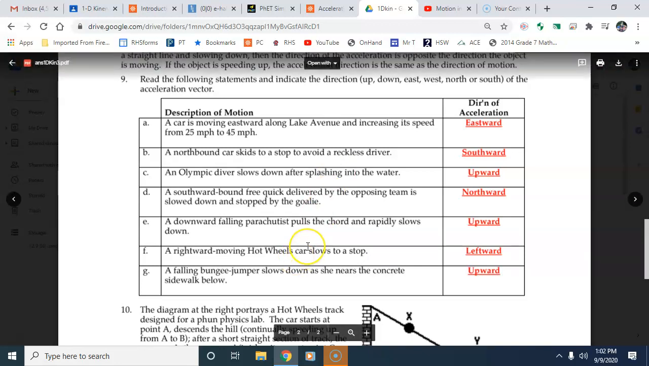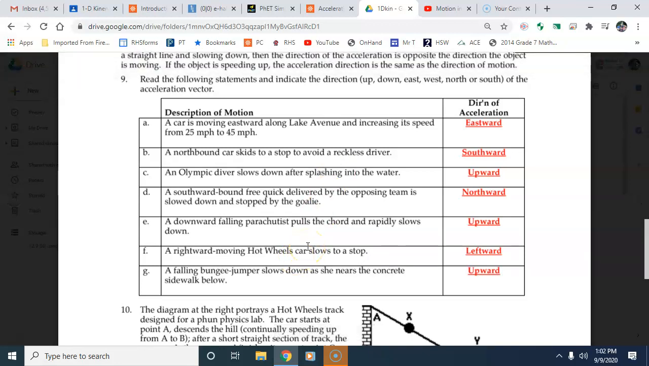And letter C, an Olympic diver slows down by splashing into the water below. You hit the water. You're moving down, right? As you slow down, therefore the water is accelerating you upward by pushing back on you. And if there's time, way later in the year, we'll discuss floating and the buoyant force and how exactly all of that works.